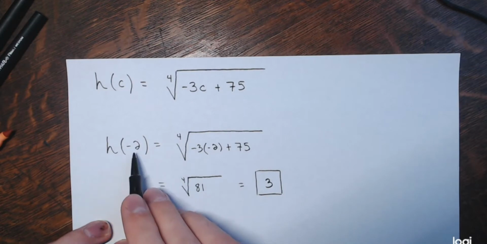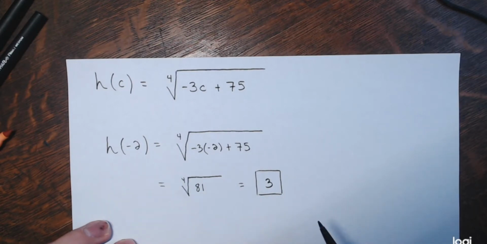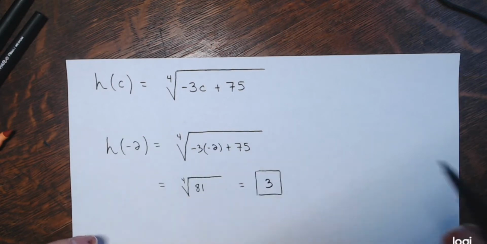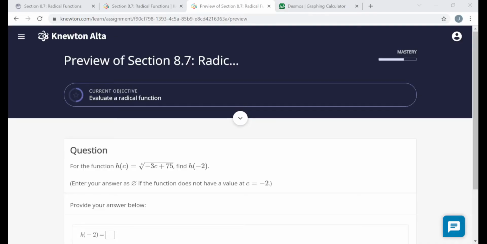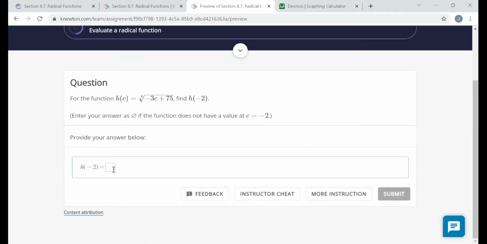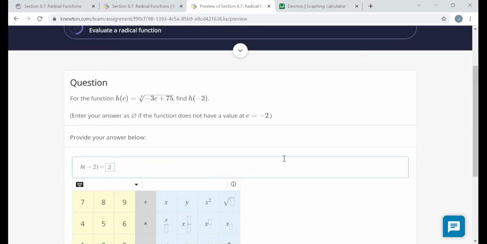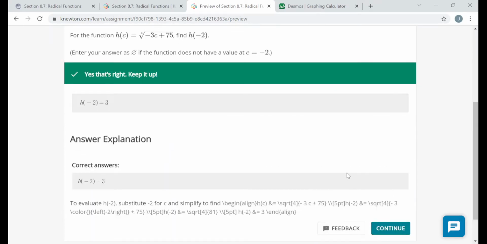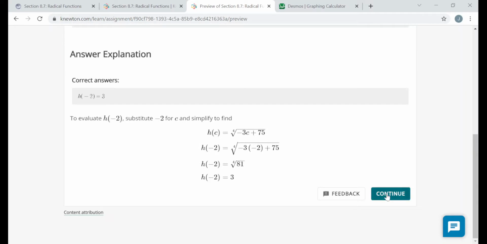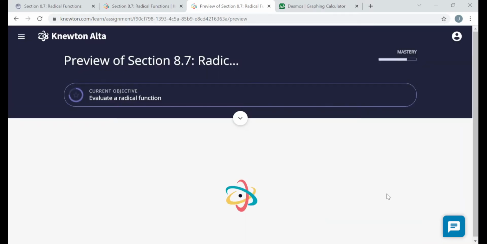Input -2, output 3. The ordered pair -2 comma 3 would be on the graph of the function h if you want to graph it on an xy plane or something like that, or an ch plane in this case. But all they want is the output 3. Right, so back here, h of -2 is 3. Great. Wonderful. All right.